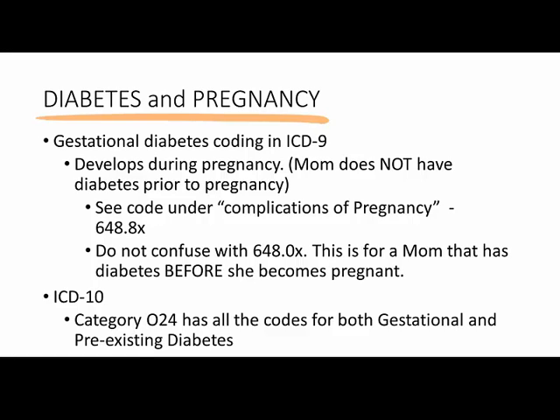In ICD-9, you would look under complications of pregnancy, and it would direct you to the 648 section of your ICD-9 book. Just make sure that you really pay attention to your fourth and fifth digits. In ICD-10, category O as in Oscar 24 has all the codes for both gestational and pre-existing diabetes.